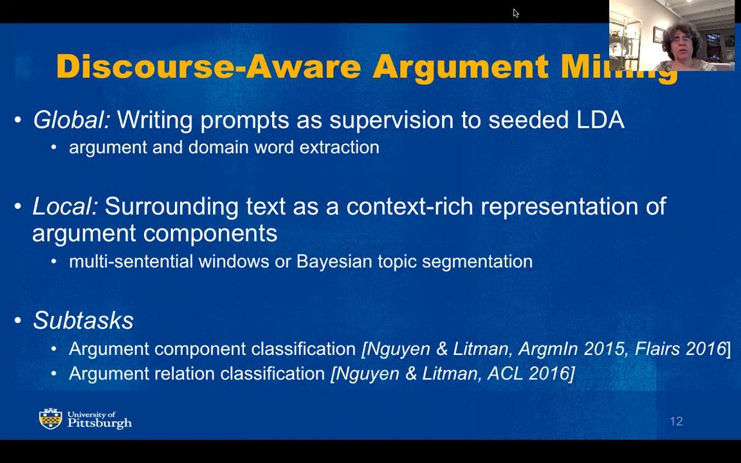Okay, so as I said, the first part of the work I'll be talking about is focusing on discourse-aware argument mining. And in our work, we used 2 sources of discourse information. One was a more global perspective, which took advantage of the fact that we knew the topic of the essays. And the second, which is what I'll be focusing on, is a more local perspective that relates to ideas of linear text segmentation in the NLP field of discourse analysis. In our work, we've looked at the utility of discourse for 2 different subtasks. In today's talk, I'm only going to be talking about argument relation classification and focusing on only the use of local discourse information.